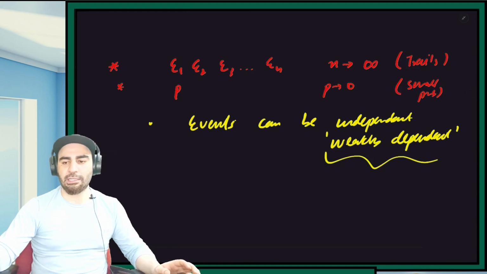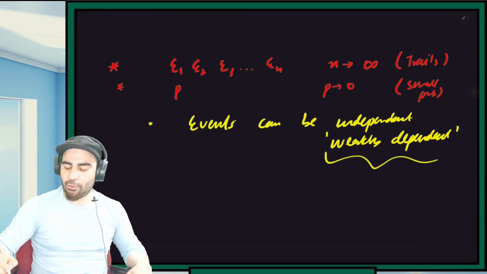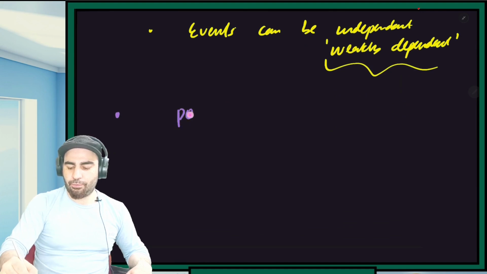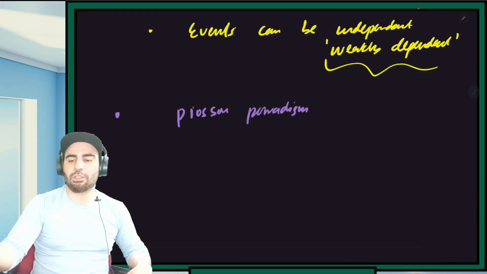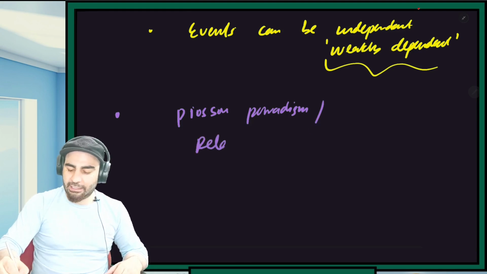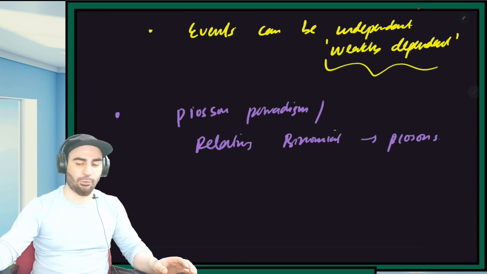Okay, there is something called Poisson's approximation or Poisson's paradigm, where both the binomial and Poisson distributions are shown to be similar under certain conditions. I'll show you that. So we can write this as Poisson's paradigm. This is also called as relating the binomial to the Poisson distribution. So how do we relate them?